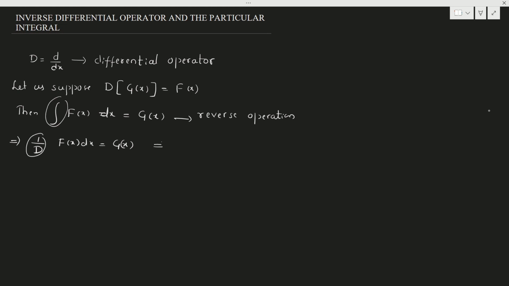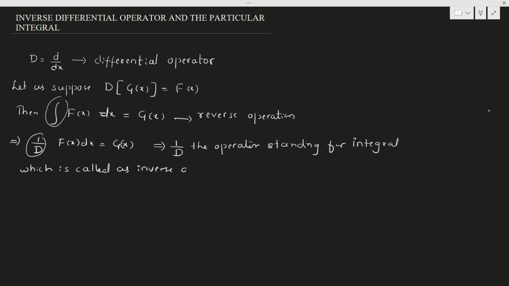So in place of the integral symbol we use 1 by D. What does it mean? The operator 1 by D stands for the integral sign. This 1 by D is called the inverse differential operator. Understood? It is called the inverse differential operator.